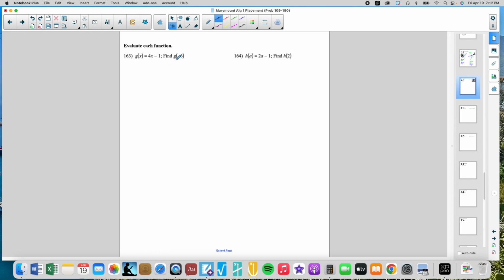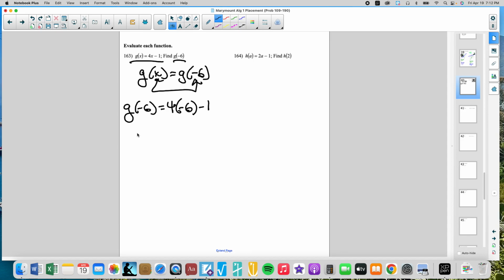So it says, a lot of kids think, oh, g of 6. No, that g of x means g of -6. That means my x value is -6, and I'm going to plug it into that equation. So I want to find when x equals -6. So I'm going to plug in -6 for x and simplify. So g of -6 equals -24 minus 1. So g of -6 equals -25. That's how we notate.